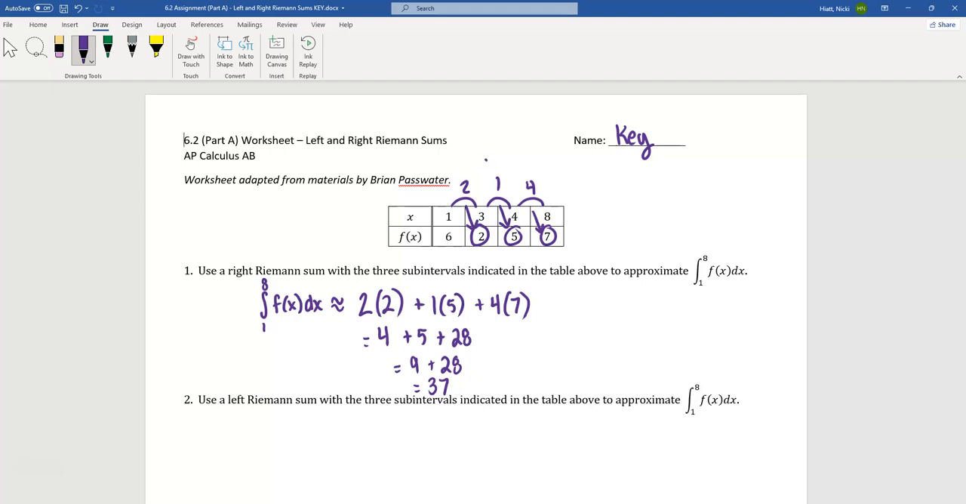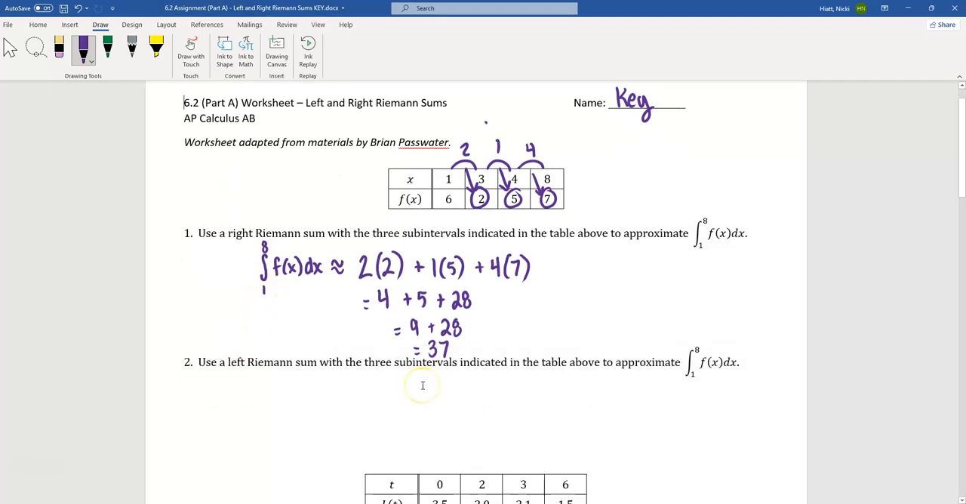Everybody okay there? Good. All right, so for the second part, you're doing a very similar problem. You're still going to say the integral from 1 to 8 of f of x dx, and you're going to use the squiggly equal sign right here. You are going to still use the same thing, the 2, the 1, and the 4, right? The width of your rectangles does not change. What does change here?